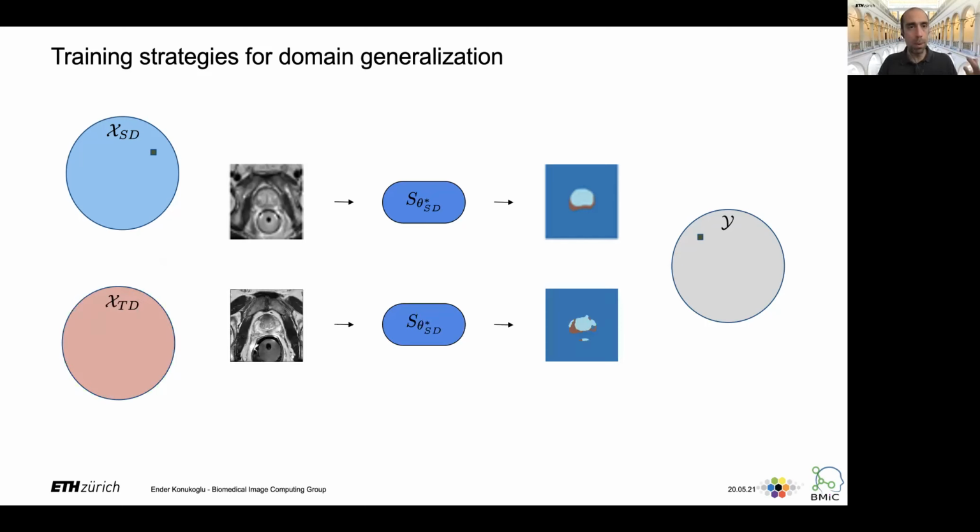Now, when a target domain image comes in, it actually has a different space. The example that I see here is a different instance in that space, and it doesn't have an overlap with the source domain. So if I now feed this into the network, I get a segmentation. It's just not accurate. It's not a realistic prostate segmentation, meaning that it is not in the plausible set.